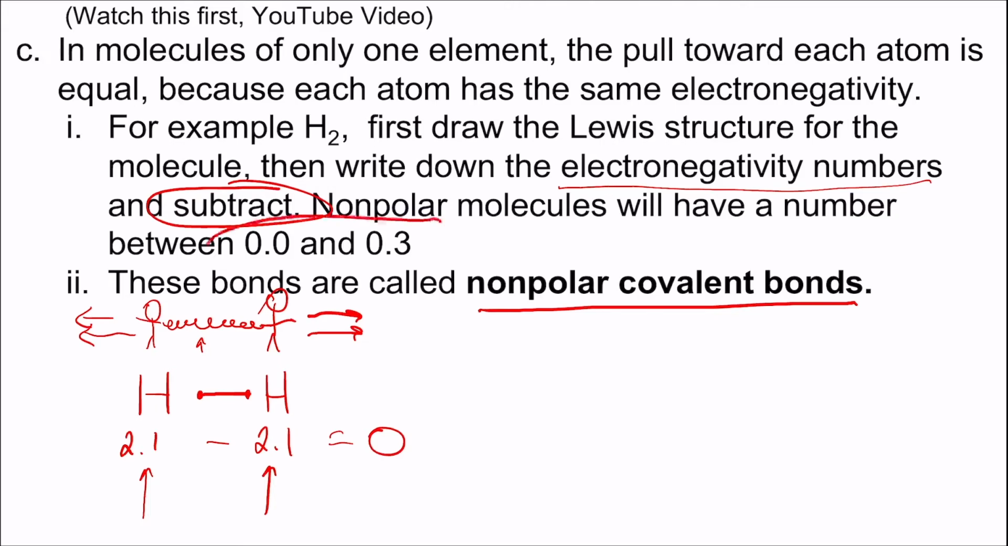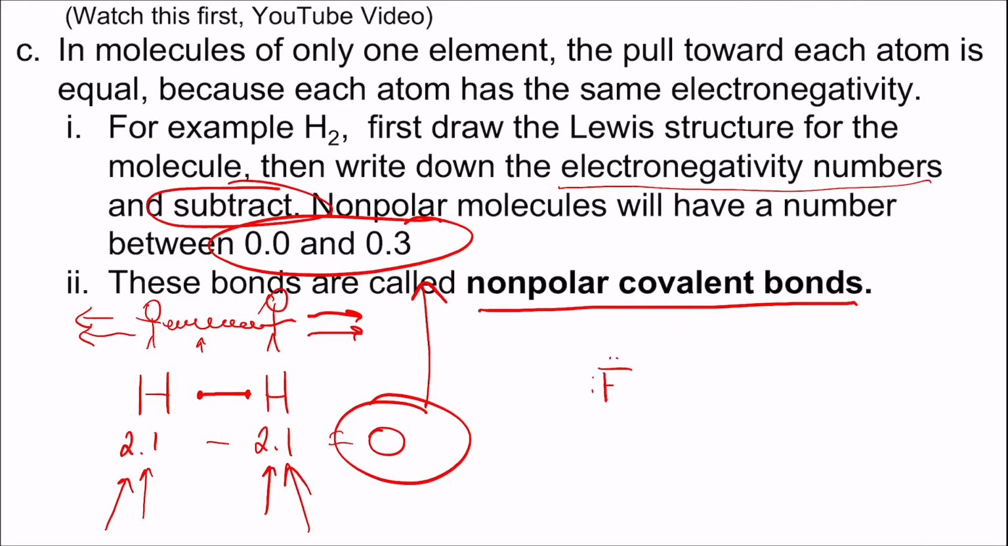Because that number, when you subtract, we got 0 here, but if it's anywhere between 0 and 0.3, we would say the same thing. We would still call it nonpolar covalent bonds. In future problems, I'll show you what happens when these numbers aren't equal. But for right now, if you have anything bonded to itself, even fluorine, which was really electronegative, remember that was 4.0? It's still 4 and 4, so when you subtract them, you'll still get 0.